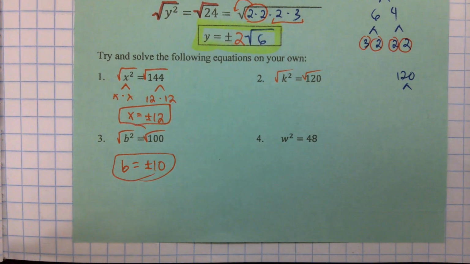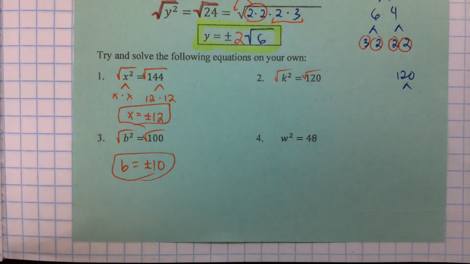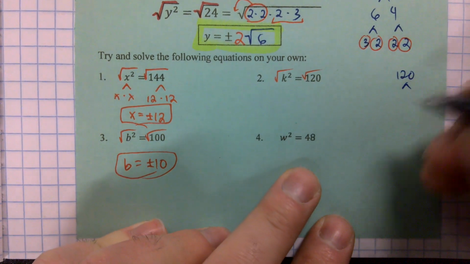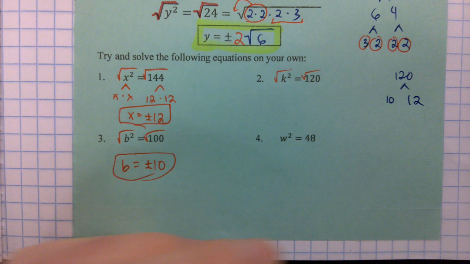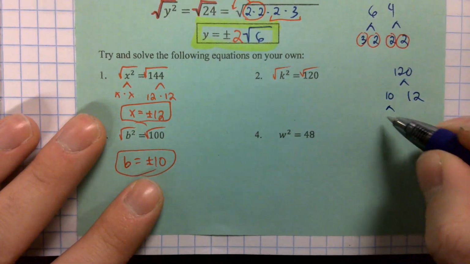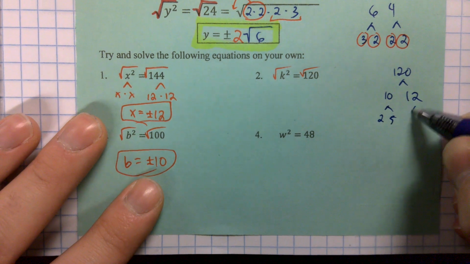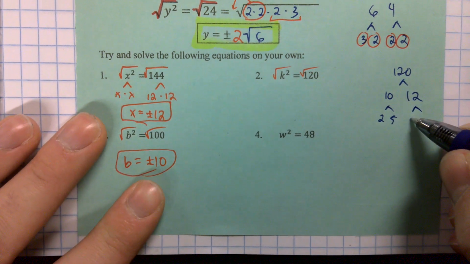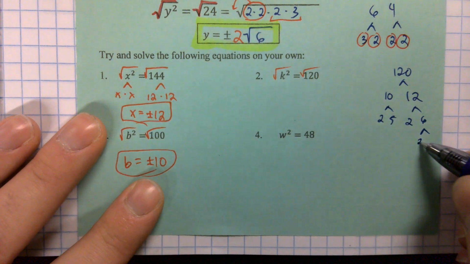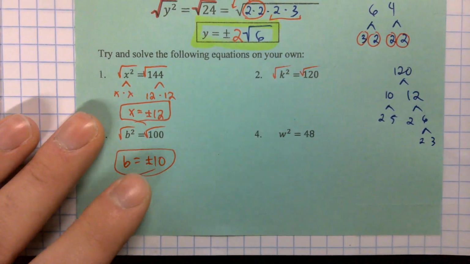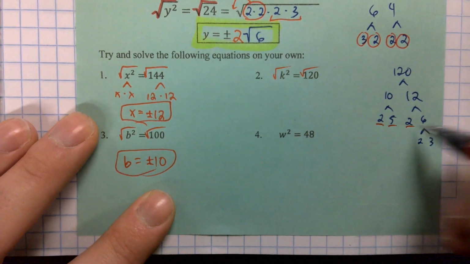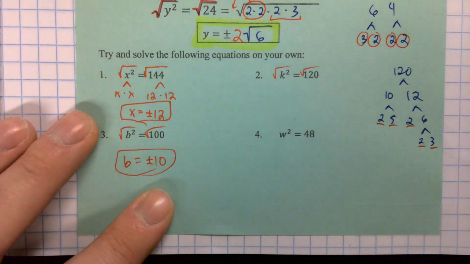A lot of you got it right. 2 and 60, 10 and 12, either one works. I'm going to go with 10 and 12. Very nice. How can we split up 10? 2 and 5, great. What about 12? 2 and 6, awesome. And 6? 2 and 3. Is there anything else we can split up? No. We've got a 2, a 5, a 2, a 2, and a 3.